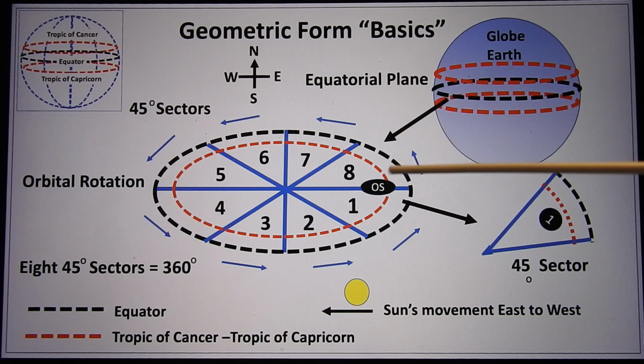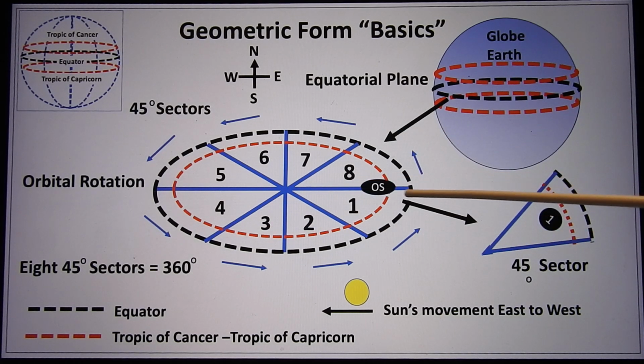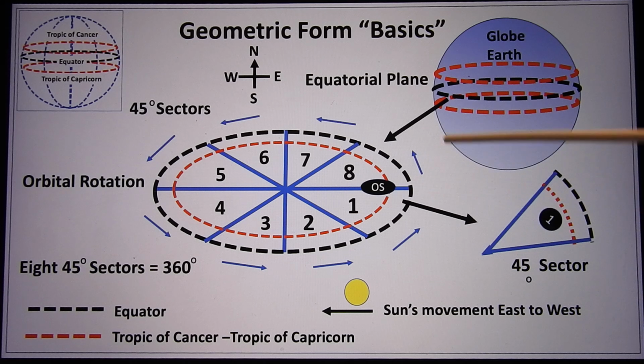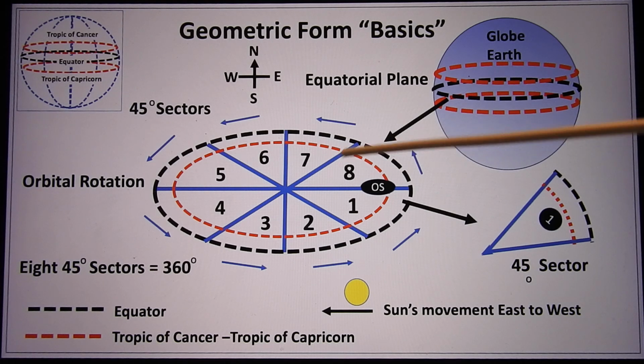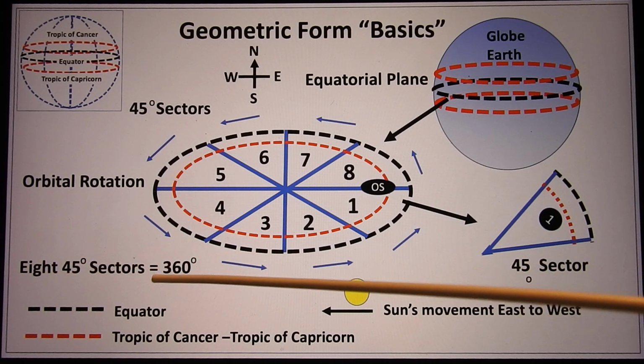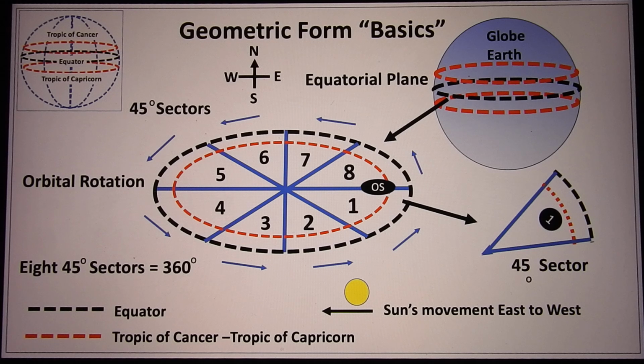Just a little bit more breakdown of what it looks like. You'll see here the OS, the observer station, which is how we do the setup when we get ready to measure vertical angle, our position. In other words, we're setting that geometric edge, and we'll talk more about that in positioning, especially when we test the globe model. The globe model's orbital rotation is counterclockwise, making the sun movement east to west in our daytime sky. Again, eight 45-degree sectors for 360-degree coverage.